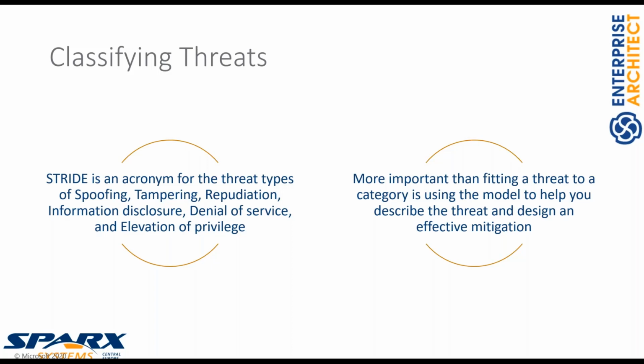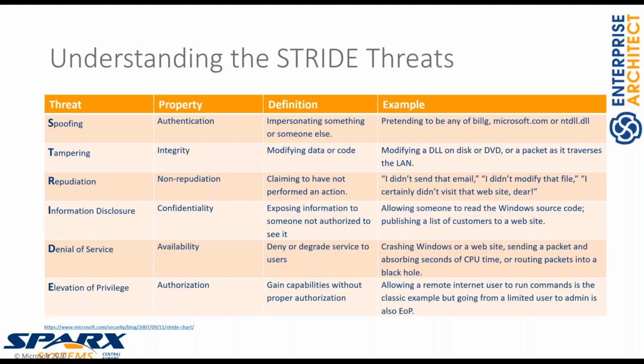More important than fitting a threat to a category is using the model to help you describe the threat and design an effective mitigation. Microsoft uses the STRIDE model, which categorizes different types of threats and simplifies the overall security conversations. Each threat is a violation of a desirable property for a system.